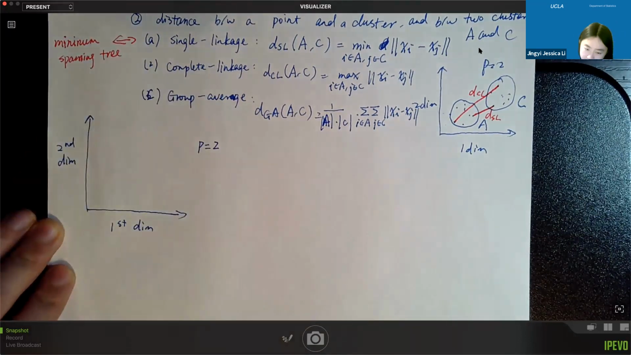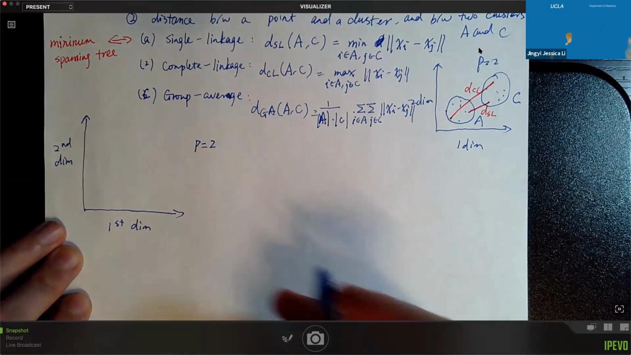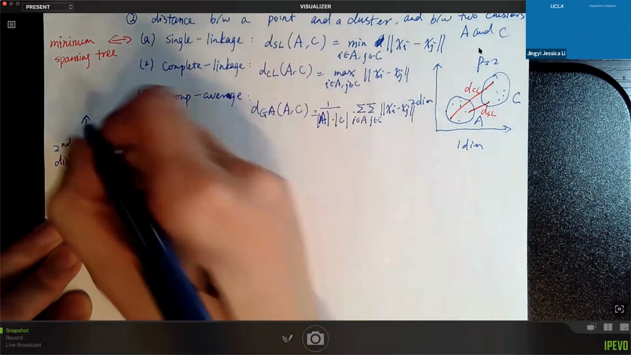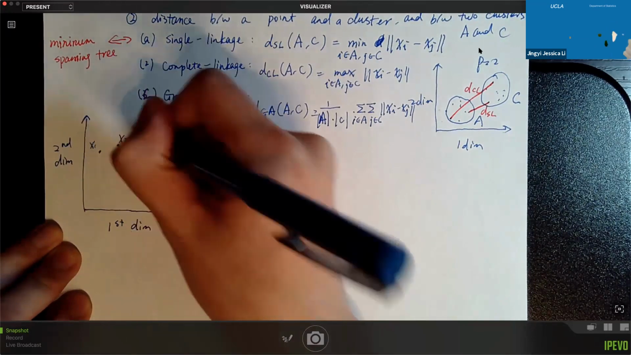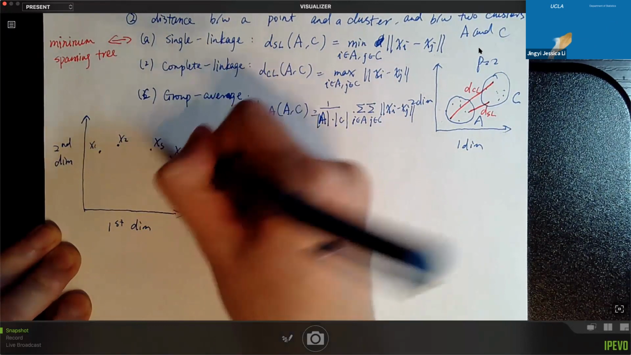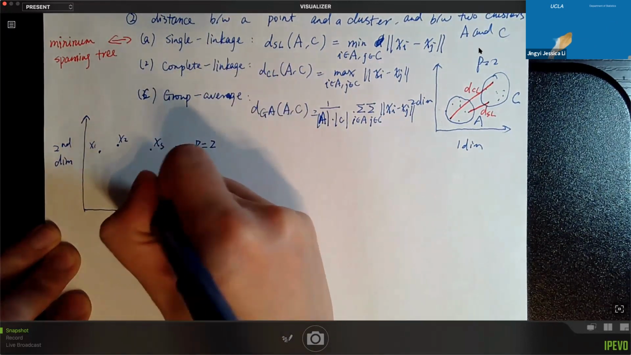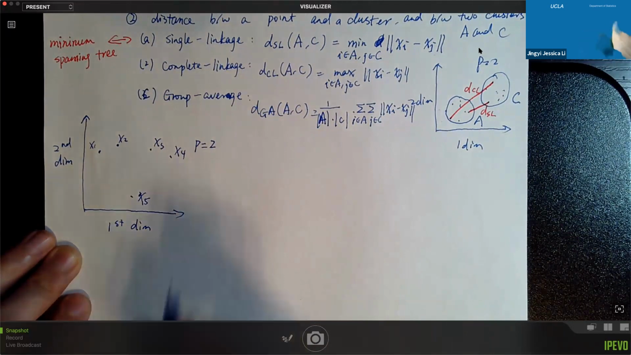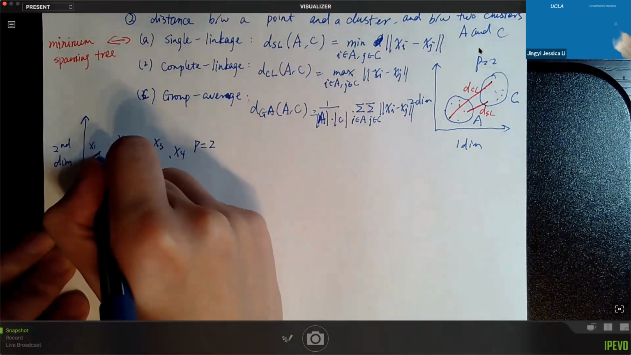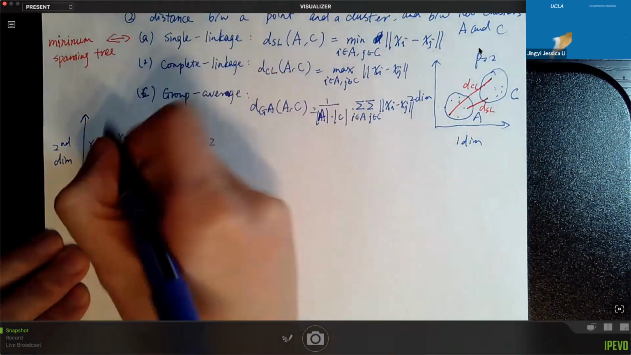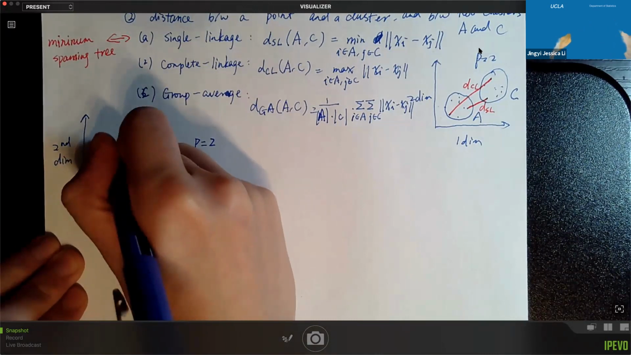Let's say the 5 data points have pairwise distances as follows. Let's call them x1, x2, x3, x4, and x5. These are the 5 points in the 2-dimensional space. And we measure their pairwise distances using the Euclidean distance. I'm just trying to make up the numbers here, which may look a little different from what you see.